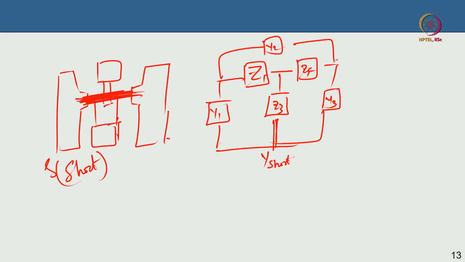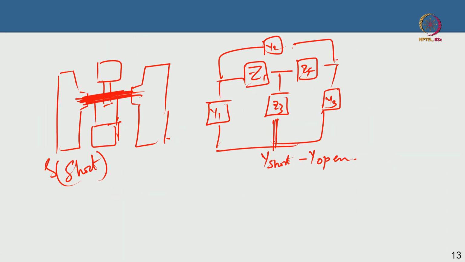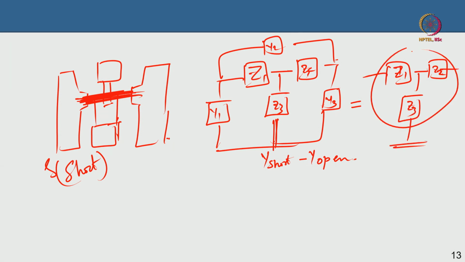Now, what you do is that you subtract from Y short Y open. Remember Y open? Y open looks like this. So, if you subtract Y open from Y short, what will remain is Z1, Z2 and then Z3. This is all that will remain. This is what you will get, but this is Z parameter. So, you have to convert it back into -1. So, you will get the Z network like that.